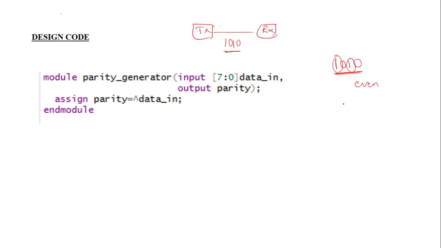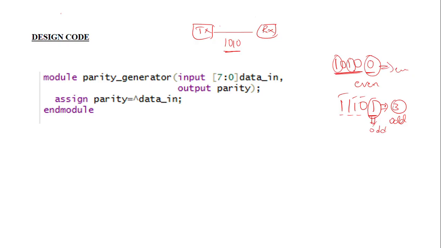If it contains an odd number of ones, like 110, which has three ones, and three is an odd number, then it is odd parity. If it is even parity, an extra bit 0 is added. If it is odd parity, an extra bit 1 is added. So you can represent it like that: if you get the output as 0, it is even parity, and if you get output as 1, it is odd parity.